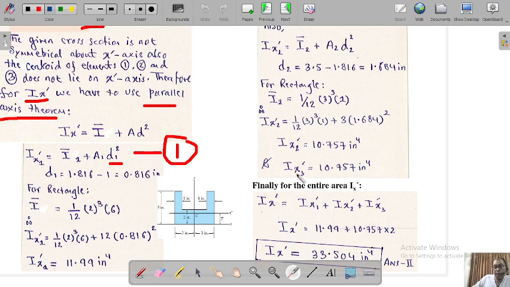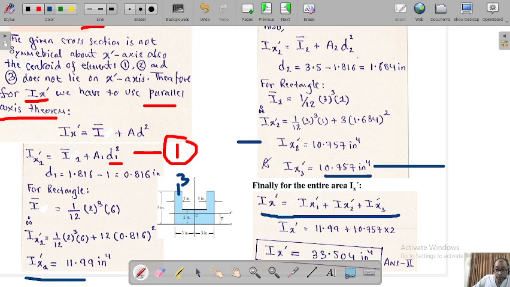For rectangle number 3, it will be exactly the same. It says that for Ix dash 3, because it's a mirror image, it will be 10.557 inch 4. So finally, for the entire area for Ix dash, you will add Ix dash 1, Ix dash 2, and Ix dash 3, because these three area segments combined will give you the total second moment of area Ix dash, step by step using the parallel axis theorem.